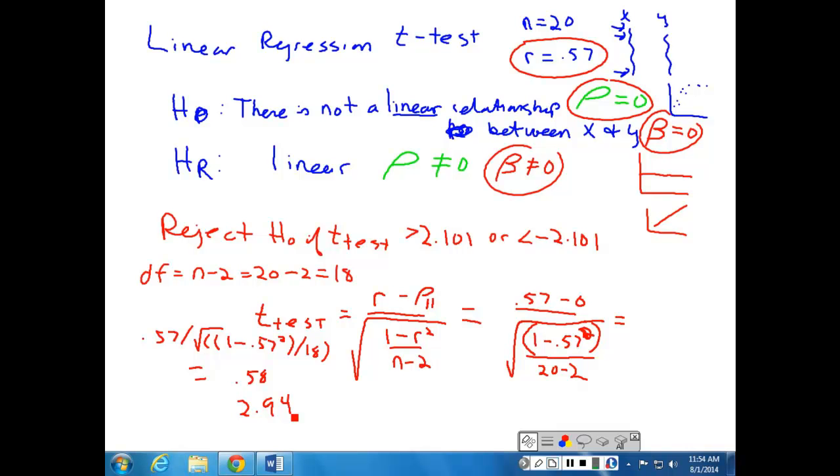.57 / square root. It opens one parenthesis, open another one. 1 minus 0.57 squared, close parenthesis, / 18, close parenthesis. Got 0.193. Give me that calculator. Here we go. 2.94. Let me see what you have in your calculator.